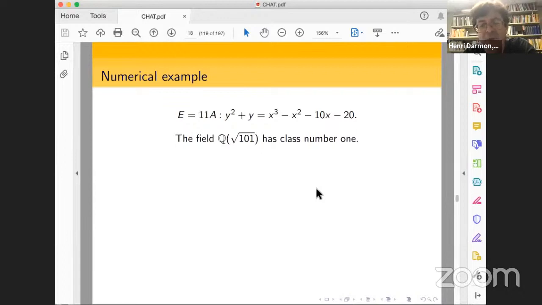So I think I wrote some programs with Rob Pollack, who helped me incorporate some wonderful ideas of his and Glenn Stevens on the overconvergent modular symbols. And that gave rise to really good algorithms.